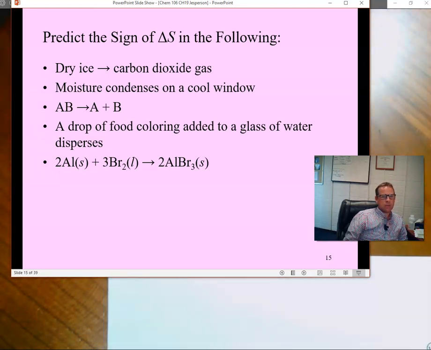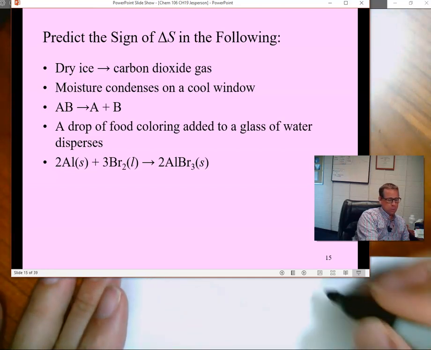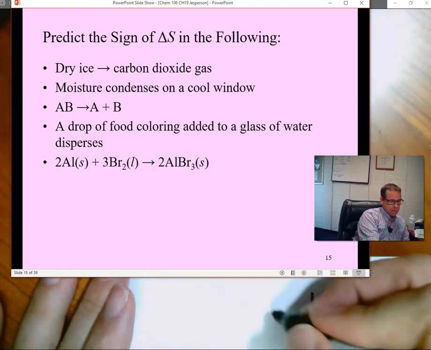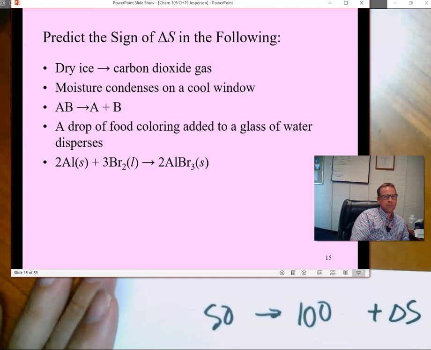Let's see, the next one, a drop of food coloring added to a glass of water. In that case, there's the water and the food coloring together, and they have ways to interact, but they can't interact with each other until we mix them. Now that we can interact with each other, we have multiple ways in which they can interact, multiple intermolecular forces and so forth. So we would say the product side is more than the reactant side. So again, a positive delta S there.